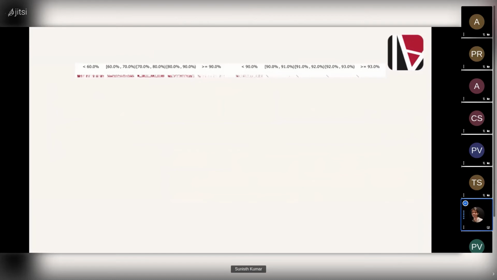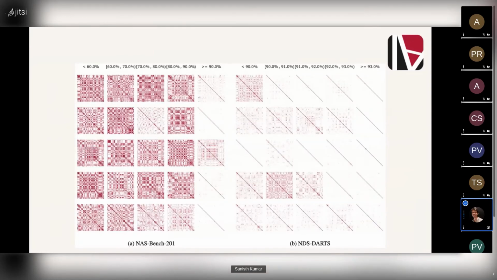Okay. So we calculated kh in the previous slide, right? Now we have plotted this kh for NAS Bench 101 and NDS darts, which is another architecture benchmark for these NAS networks. And this reveals that there are fewer off-diagonal elements for high-performing architectures.